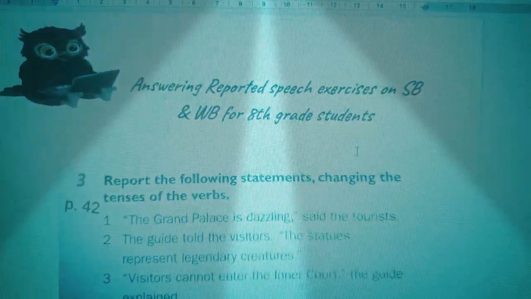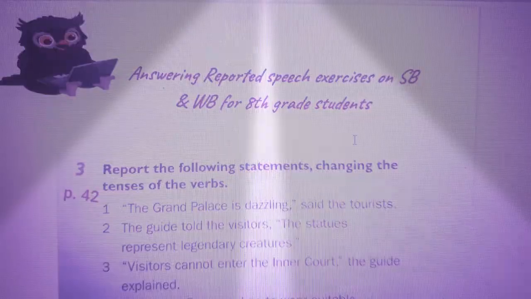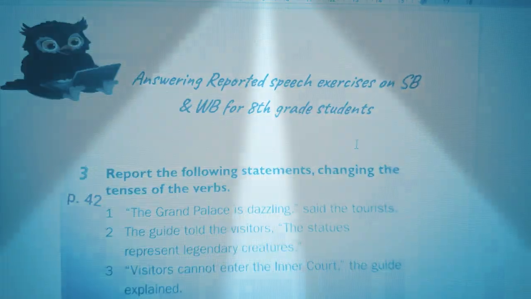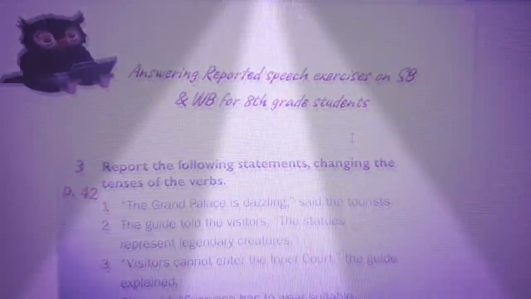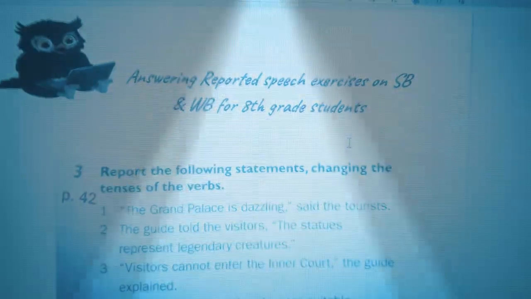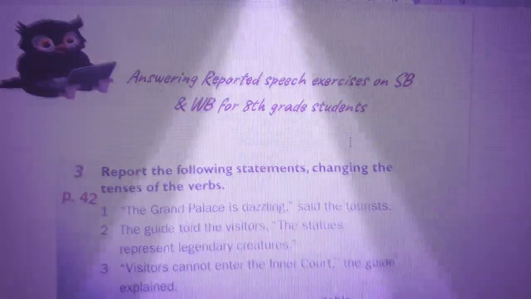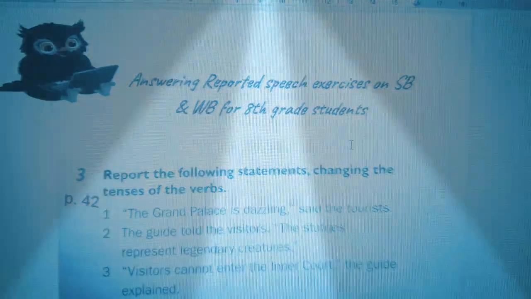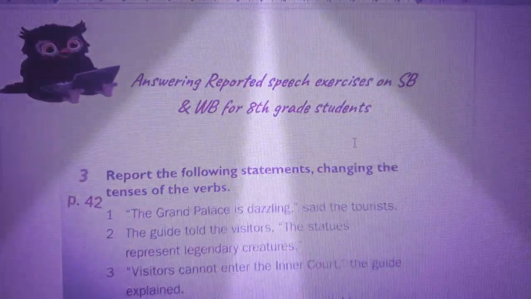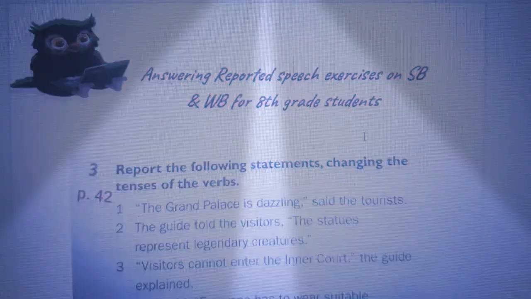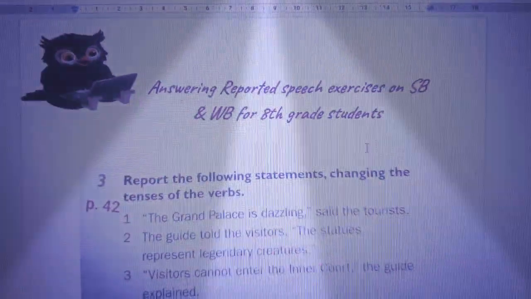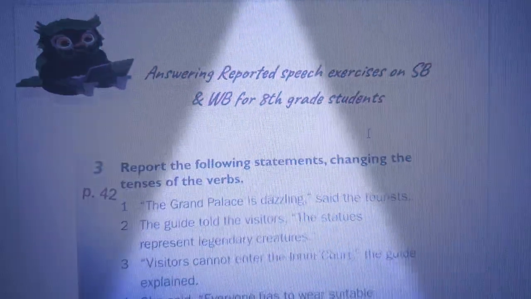Today, inshallah, I'm going to discuss the exercises that we have in the student book and workbook for 8th grade. Okay, this is English, 8th grade, Part 8, and we're going to discuss these questions about reported speech and reported command structures.